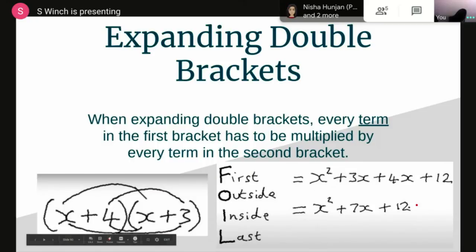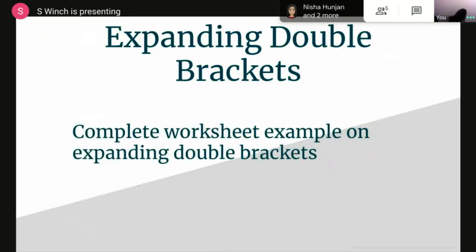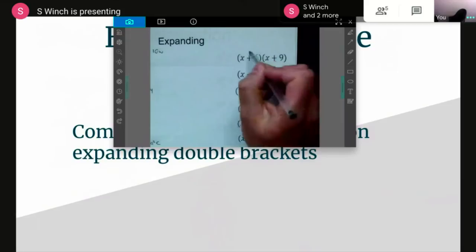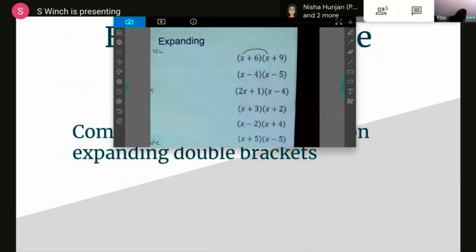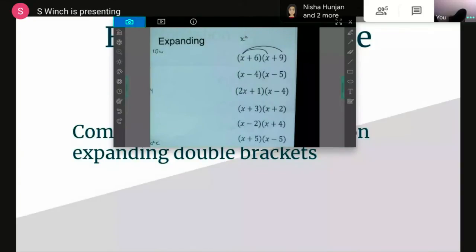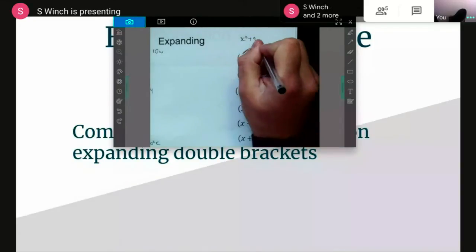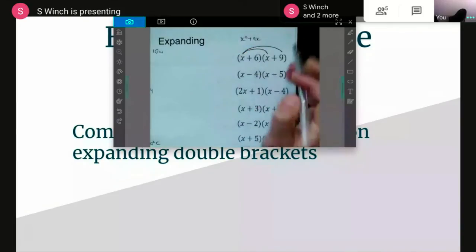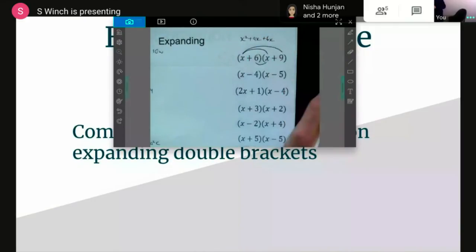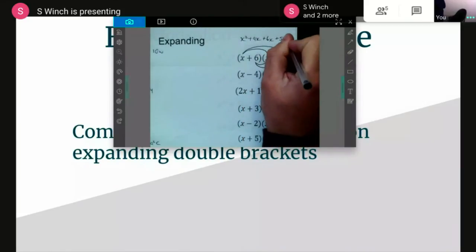A couple of examples on the screen in a second. I can just flip there. And here we go. Let's have a look at these questions then. So we're going to multiply the first number of the first bracket by the first number of the second bracket, gives us x squared. And then we've got the first number by the outside number of the second bracket, which gives us positive 9x. Then we've got positive 6 multiplied by x, which of course just gives us positive 6x. And then finally, positive 6 multiplied by positive 9, we know that that's positive 54.